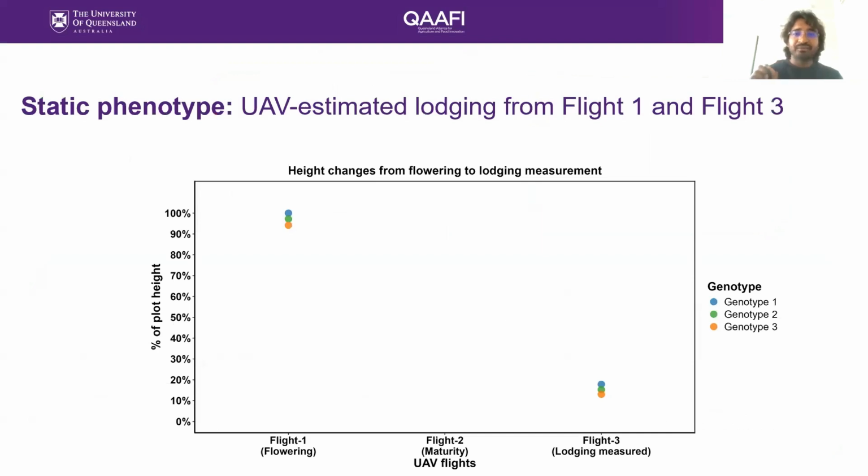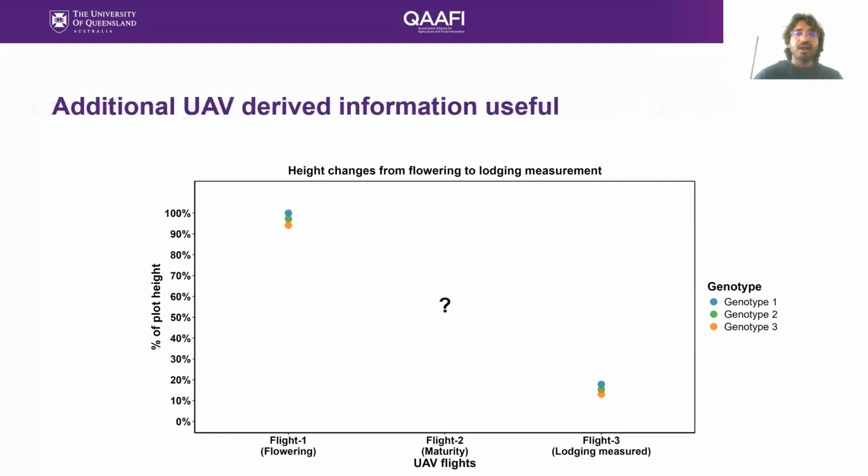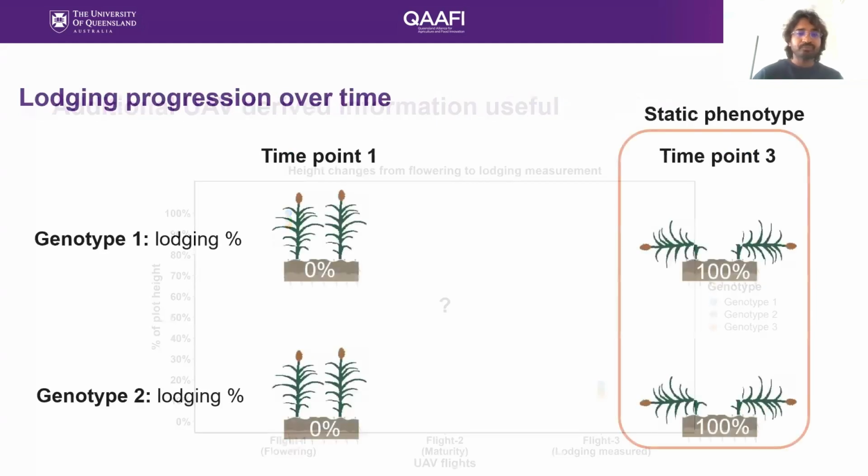At a single site, we can measure lodging using the difference between flight 1 and flight 3. That's what I used in the first part of the research and estimated UAV predicted lodging at the plot level. Perhaps if we have information from additional flights taken between flowering and the final time point, we can extract additional information that might help us achieve better discrimination of genotypes.